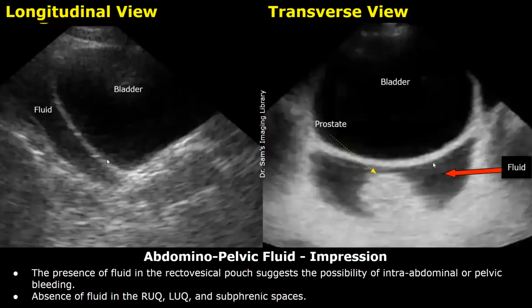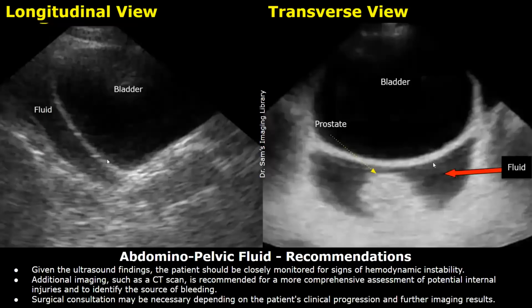This is the impression: the presence of fluid in the rectovesical pouch suggests the possibility of intra-abdominal or pelvic bleeding. Absence of fluid in the right upper quadrant, left upper quadrant, and subphrenic spaces. Recommendations: given the ultrasound findings, the patient should be closely monitored for signs of hemodynamic instability. Additional imaging such as a CT scan is recommended for a more comprehensive assessment of potential internal injuries and to identify the source of bleeding.